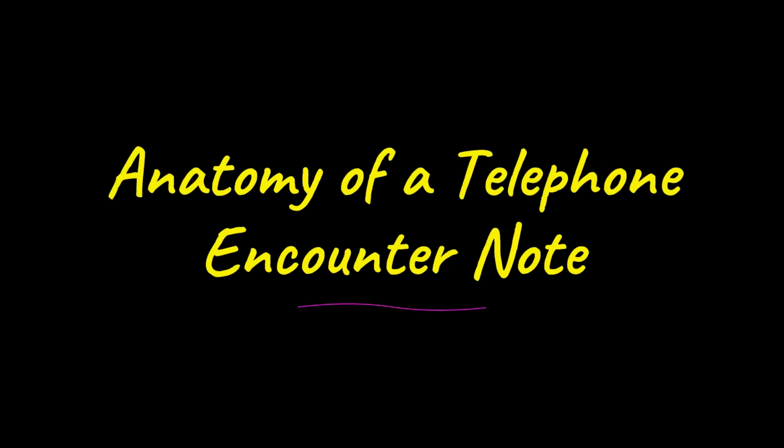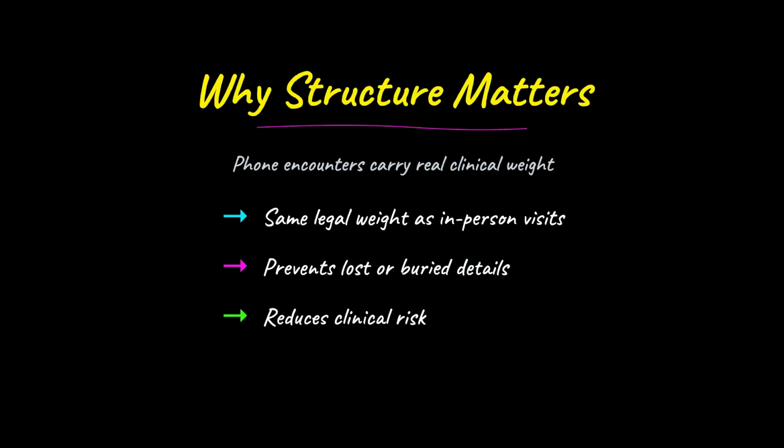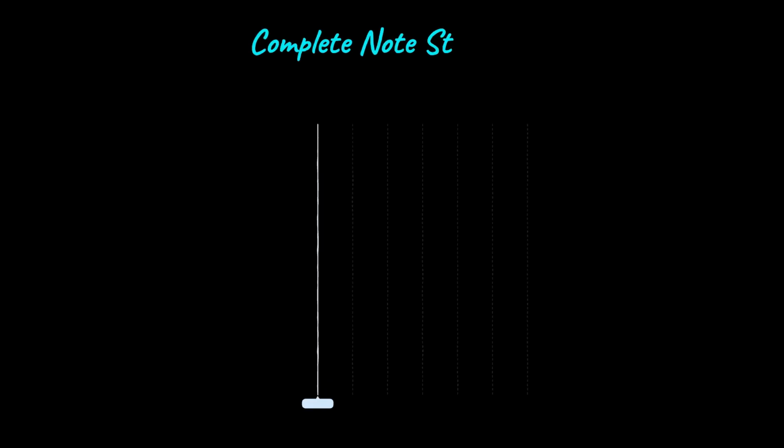Telephone encounter notes document patient calls like refill requests, results discussions, and symptom reports. Because they become part of the legal medical record, they follow a disciplined structure rather than informal jotting. A phone call about a refill or a symptom carries the same clinical weight as an office visit, so it needs the same reliability. Consistent structure keeps details from getting lost, lowers clinical risk, and protects the staff member by showing exactly what was said and done.